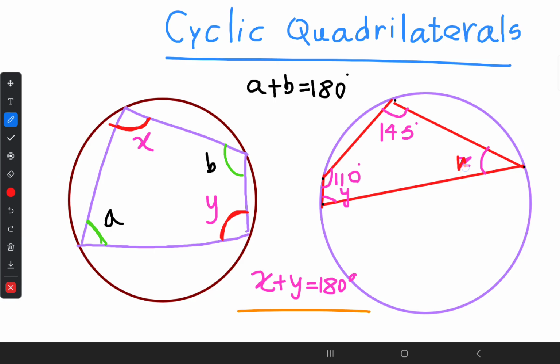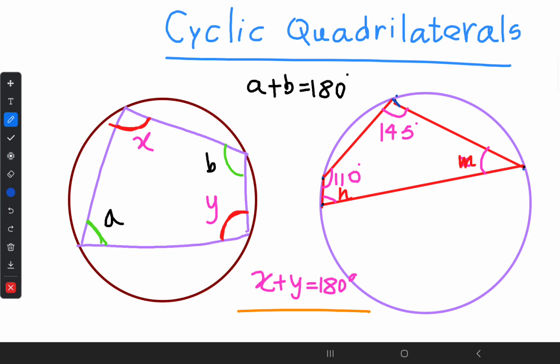Actually, I'll use M and N instead. This one is M and this one is N. Let's try to identify the magnitude of M and N respectively. First, we have to check whether this is a cyclic quadrilateral or not. What are the conditions? All the points should be located on the circumference of this circle. That was satisfied. Then this should be a closed shape. Both conditions were satisfied.